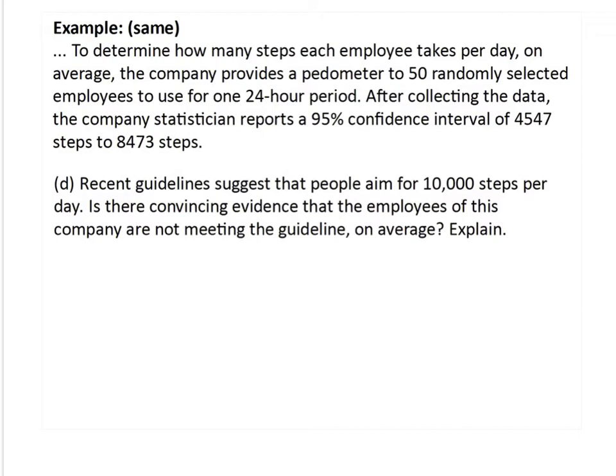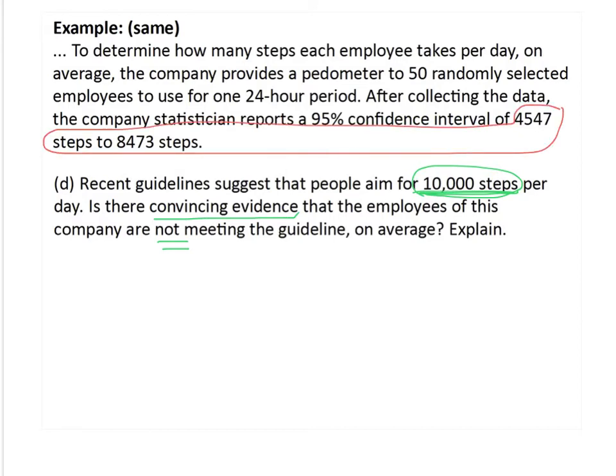So we're going to take a look at the same example, but we've added part D. Part D says, recent guidelines suggest that people aim for 10,000 steps per day. So this is the goal, and we want to know, is there convincing evidence that the employees are not meeting the guideline or not meeting this claim? And you have to explain it and give justification. So if we think about our interval, it goes from 4,547 to 8,473. And we're 95% confident that the true mean, or the true average number of steps employees take, goes from 4,547 to 8,473.